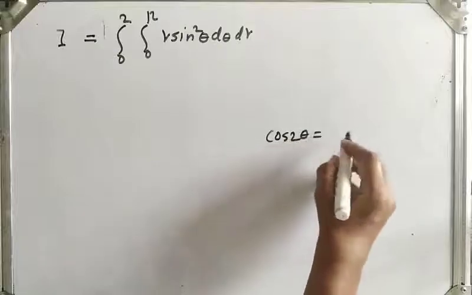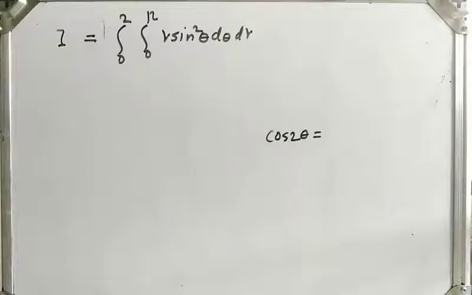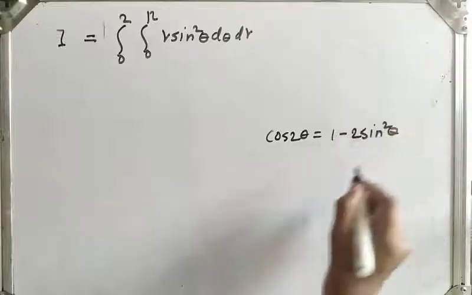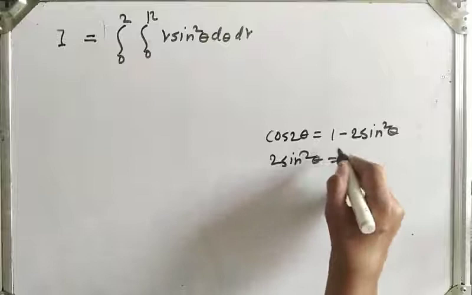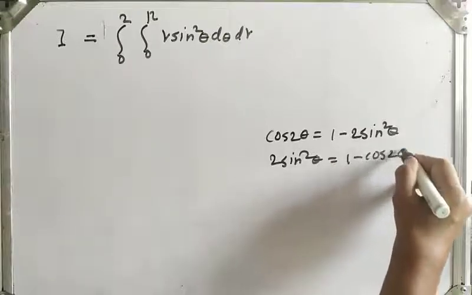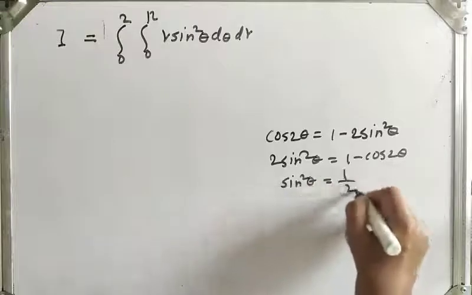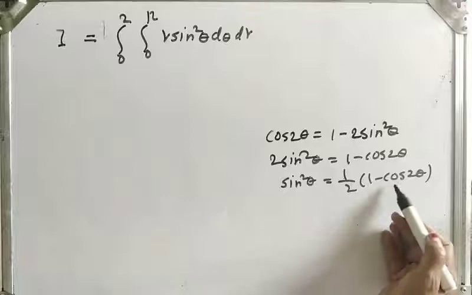Cos 2 theta is equal to 1 minus 2 sin square theta. So from this, 2 sin square theta will be 1 minus cos 2 theta, and from this sin square theta will be 1/2 into 1 minus cos 2 theta, and then we can integrate this cos 2 theta.